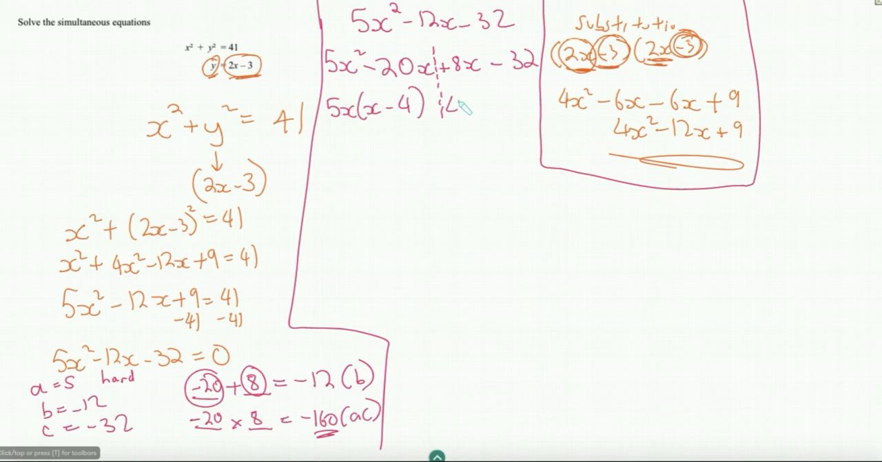Oh no, sorry. 8's the highest common factor. 8x times negative 4 gives negative 32. Great, both terms in the brackets are the same. So our first bracket will be x minus 4, and our second bracket will be 5x plus 8.